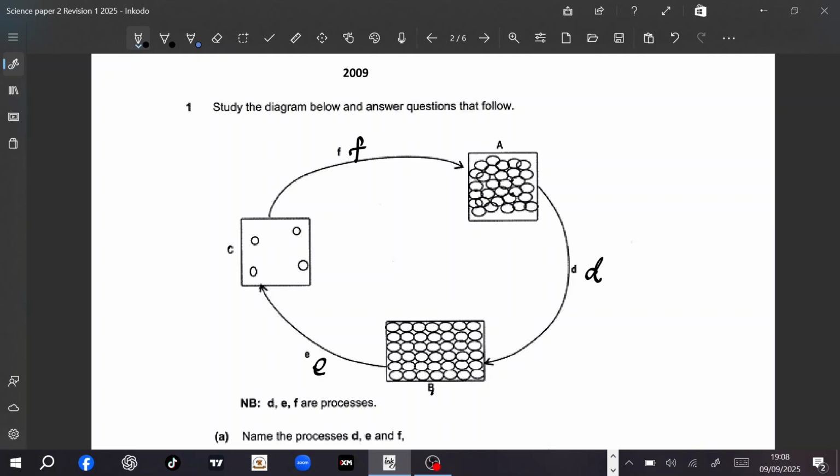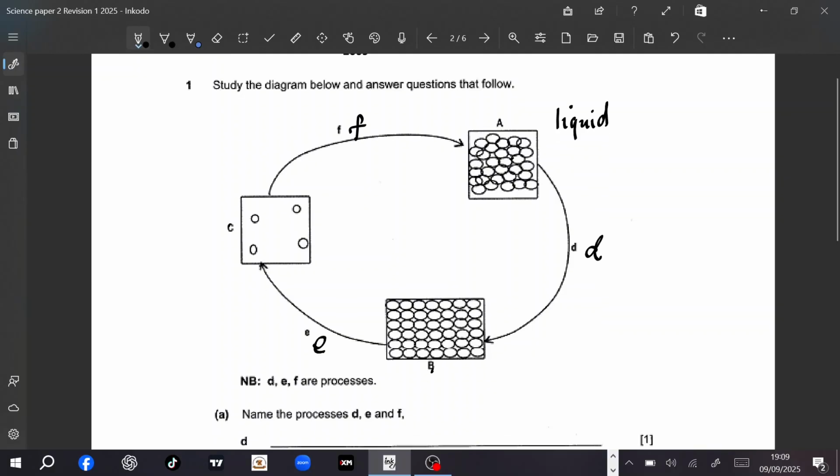However, regardless of them being closely packed, these particles are not regularly arranged. Because they are not regularly arranged, what can we say? This is not a solid. It is a liquid. So we can conclude that this one is liquid. A, that is what we have identified.